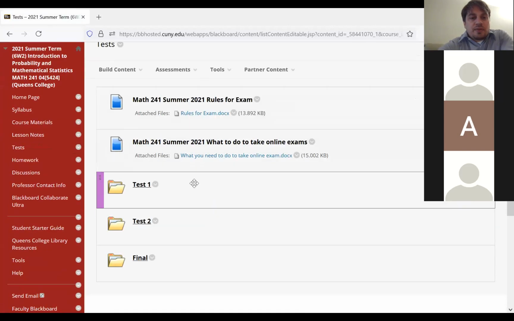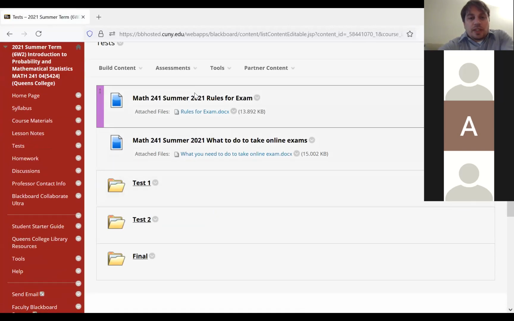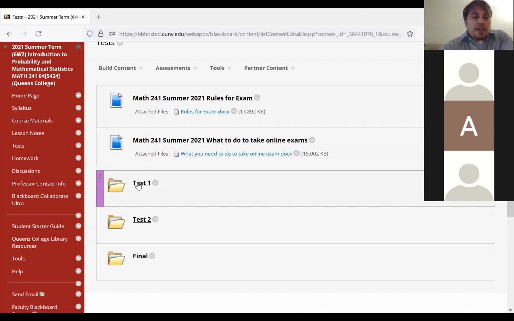And when you click the test folder, these are the rules and what to do to take online exams. So a lot of your questions, if you still have them, or if you don't remember what I say, you can read these 2 files and they answer your questions. A lot of questions you have, maybe all of them. And this is test 1 right here, this folder.